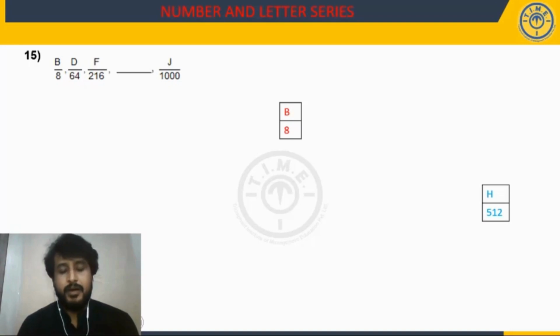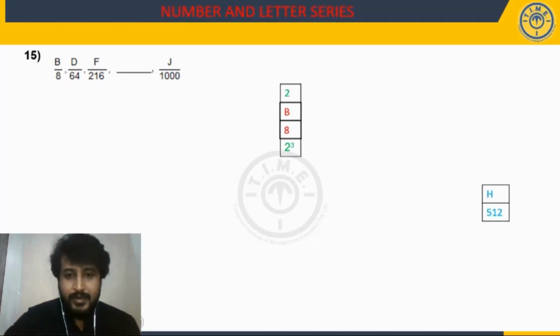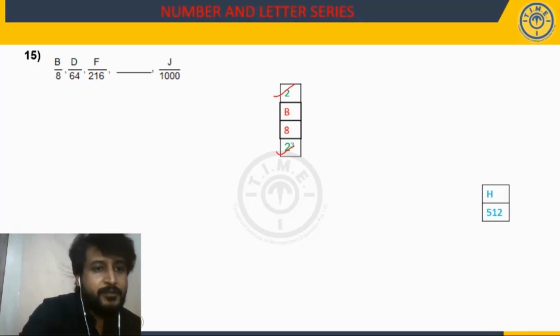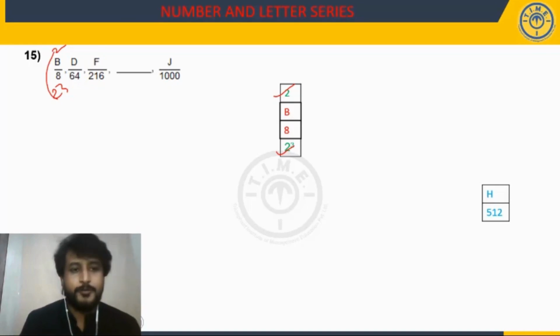Now the place value of B by 8. What is the given pair? B by 8. What is the place value of B? 2. And the given logic is 2 cube. Place value of B is 2 and the given logic is 2 cube. And 2 cube value is equal to how much? 8. So perfectly matching. B's place value is 2 and 8 can be written as 2 cube.